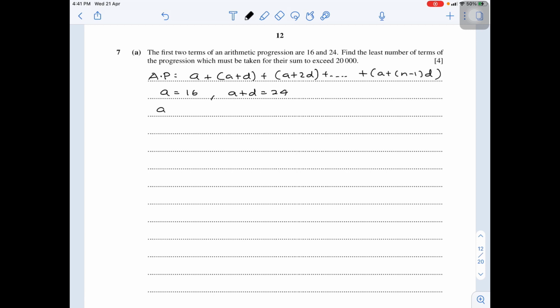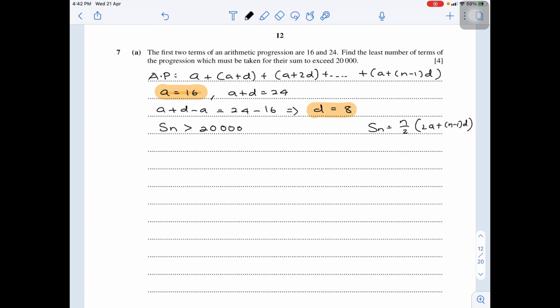So for the arithmetic progression, the first term is 16, so A is 16, and A plus D is 24. That's A plus D minus A, which is second term minus first term, 24 minus 16, which gives me D equals 8. So I have A is 16 and D is 8. Now it says the sum to exceed 20,000 means Sn is more than 20,000.